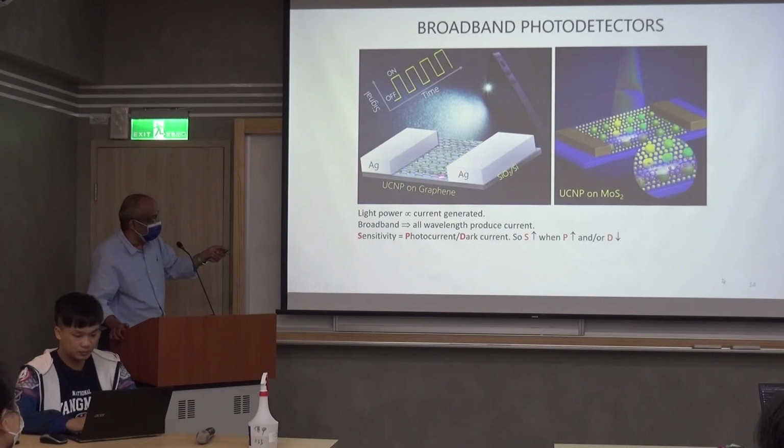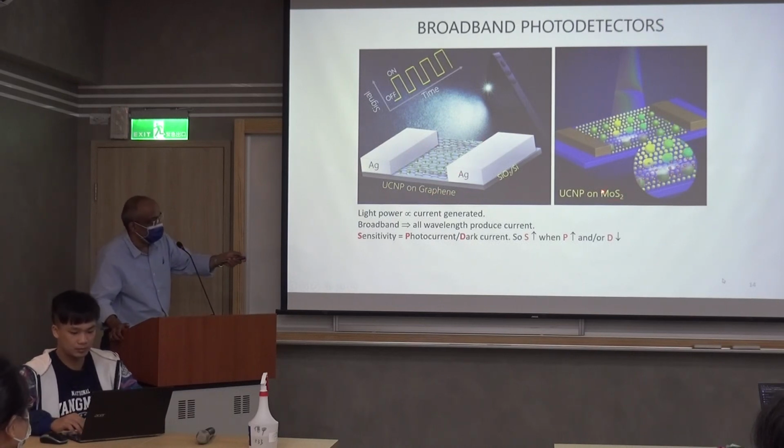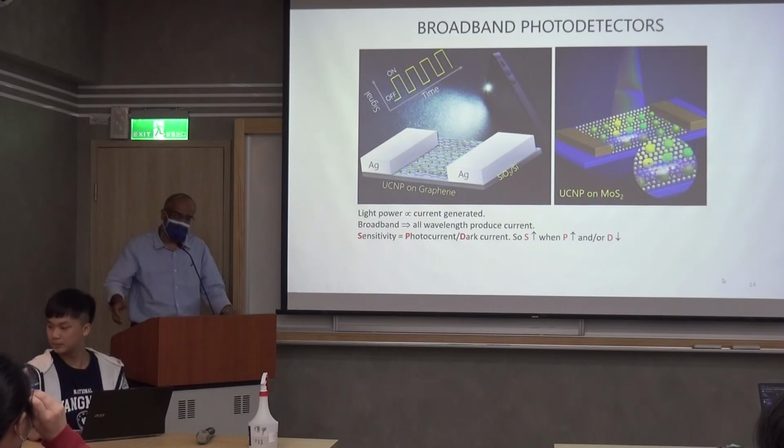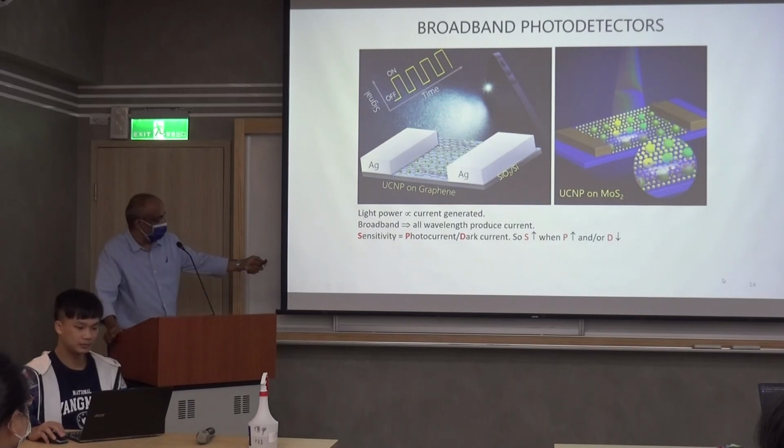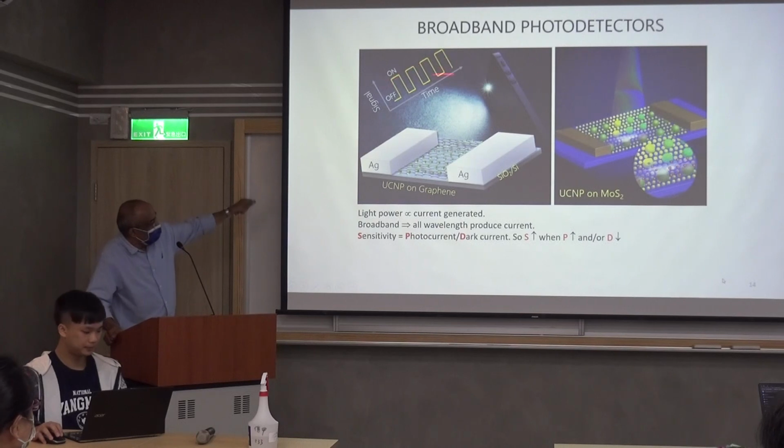And this kind of devices we can make using graphene, or we can use molybdenum disulfide. So we have different designs to make very, very high responsivity photodetectors. Okay? And the photodetector sensitivity is normally how much photocurrent you get divided by the dark current. So using these materials, my photocurrent is very, very high. So my sensitivity will also be high.